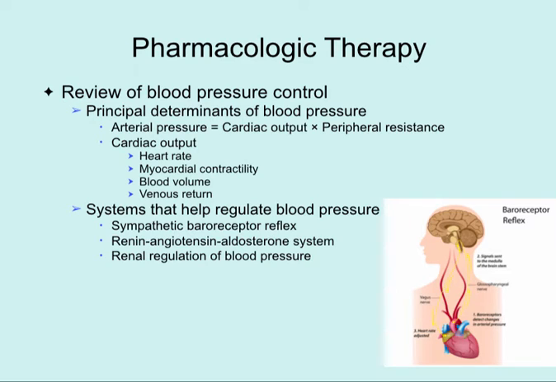In terms of pharmacologic therapy, it's really important to look back at how the cardiac system works and how our blood pressure is controlled, because a lot of these agents are working through targeting our normal physiologic process. The principal determinants of blood pressure are your cardiac output, which consists of all these areas, and your peripheral resistance, or the resistance that it's pumping against. That's where you're going to get your arterial pressure. So anything that can affect your cardiac output or peripheral resistance is going to increase or decrease your arterial pressure.